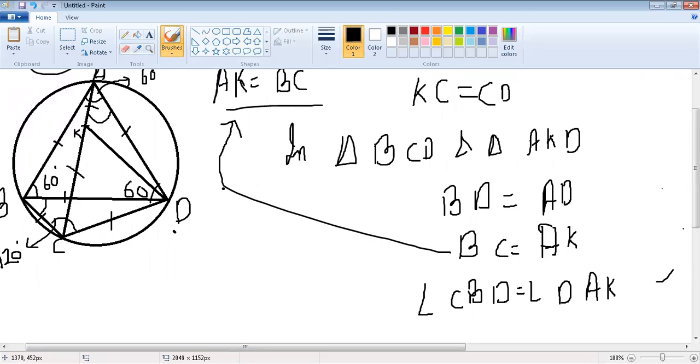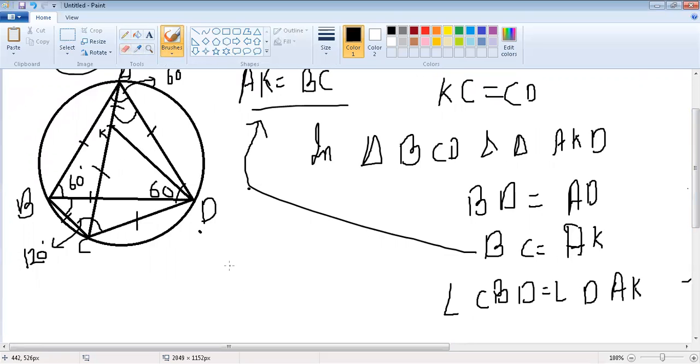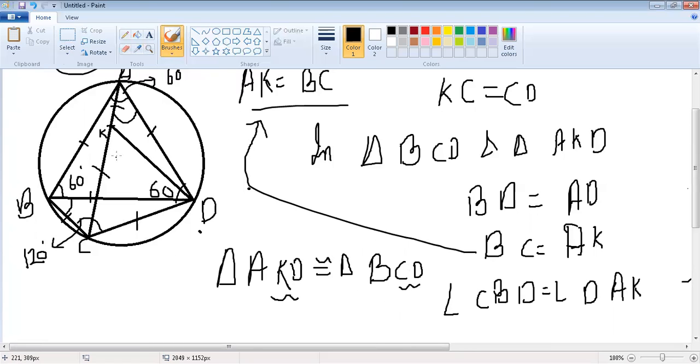Now this is SAS. By SAS congruency criterion, triangle AKD is congruent to triangle BCD. So by CPCT, we can clearly see KD equals CD. So these two sides, let me mark them with a different color. These two sides are equal.